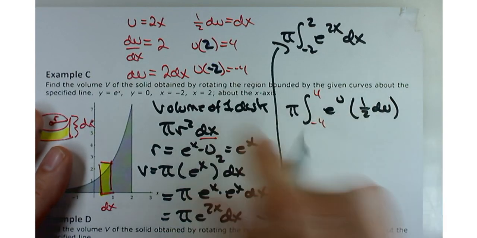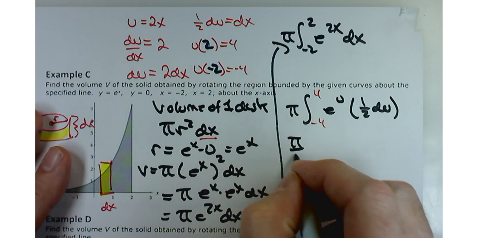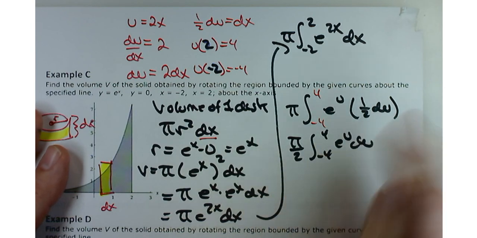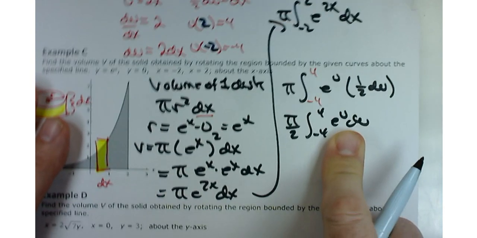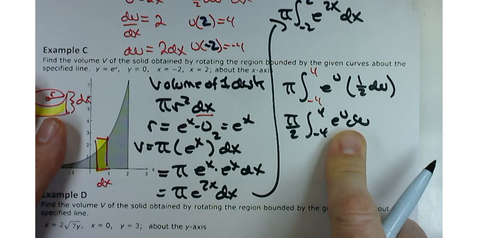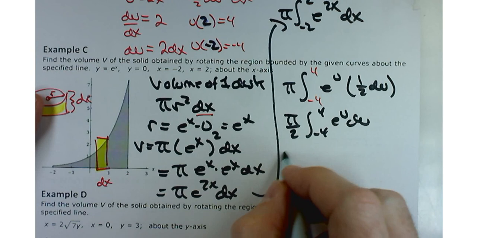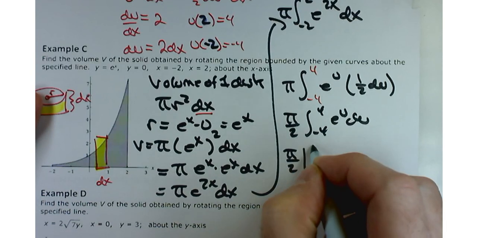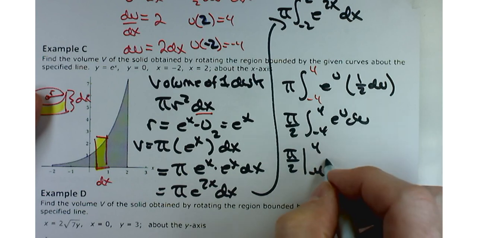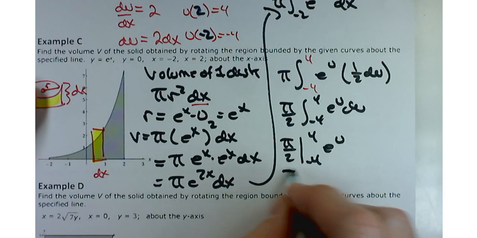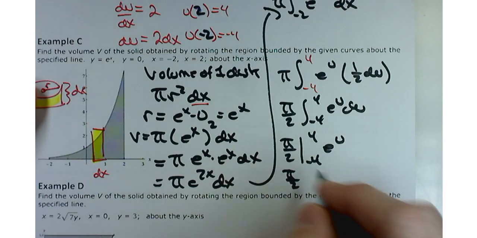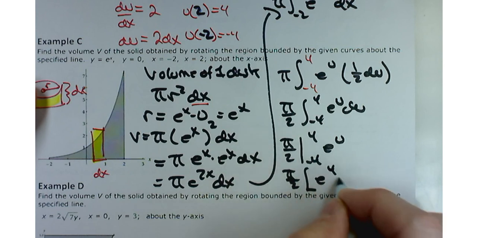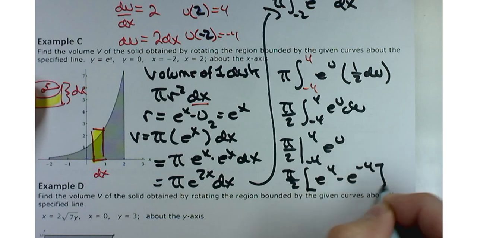That 1/2 can come out in front along with the pi. I need the antiderivative of e to the u. Just e to the u. So we'll write it this way: pi times the function evaluated between -4 and 4. That function is e to the u. It's going to be pi over 2. I think I said pi. It should be pi over 2 times e to the 4 minus e to the -4.